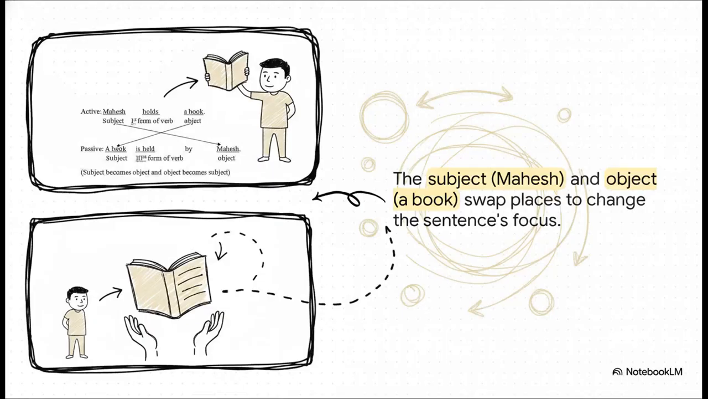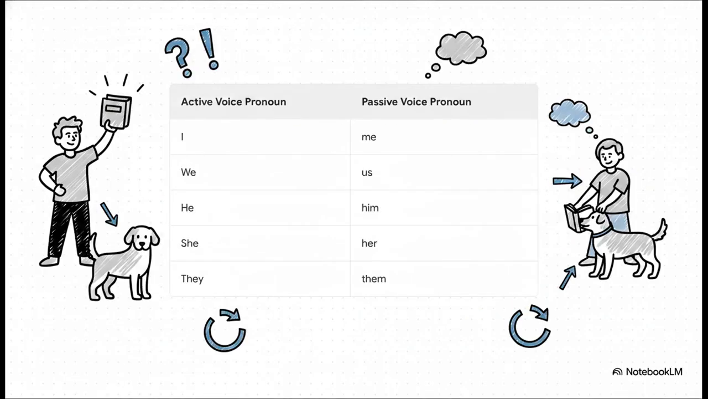Let's really look at that crucial first step, the big swap. In the active sentence, Mahesh holds a book. Mahesh is our subject, and a book is the object. To go passive, we just flip them. A book moves to the front and gets the starring role as the new subject, while Mahesh moves to the back.